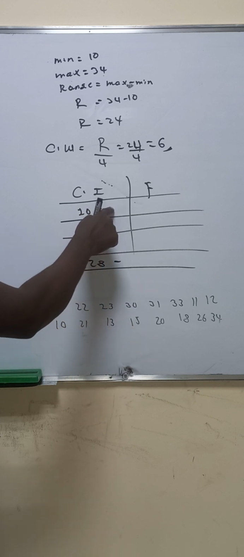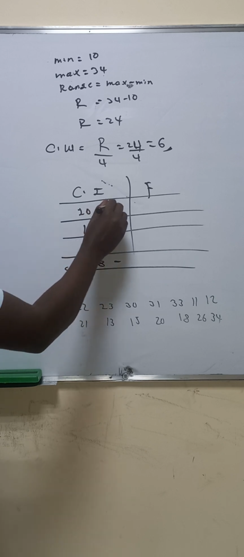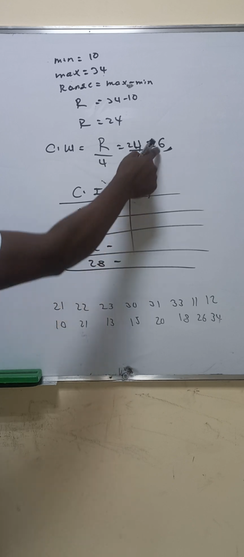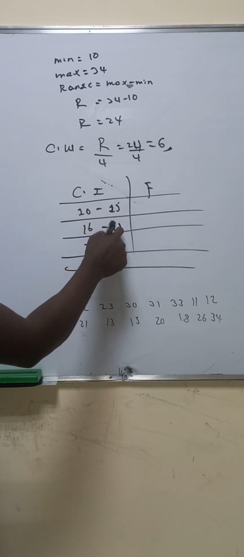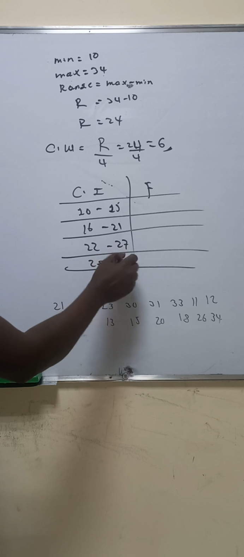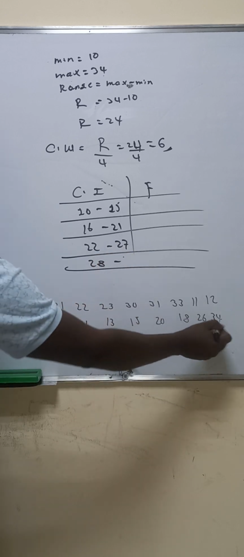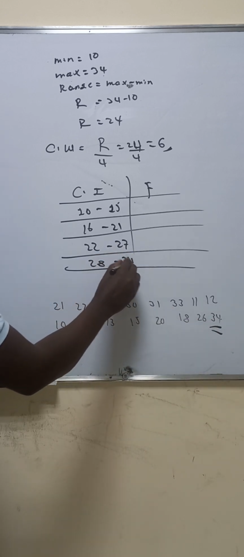To find the upper class boundary of the first class, you have to subtract 1 from this one, which is 15. After this, you can add 6 on this, which is 21, add 6 on this one, 27, and this, which is 33, but the last value is 34, so you can make it 34.